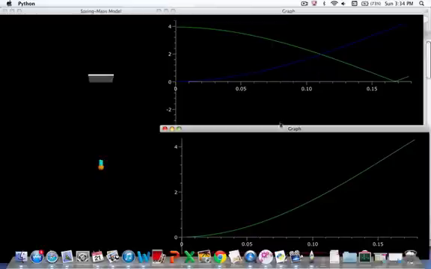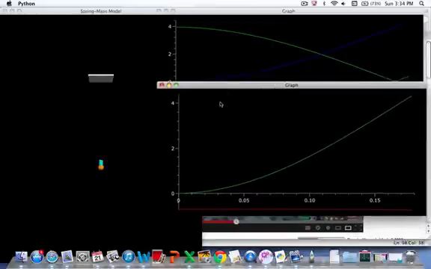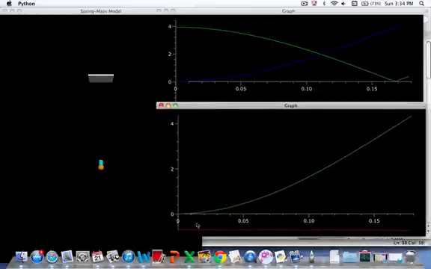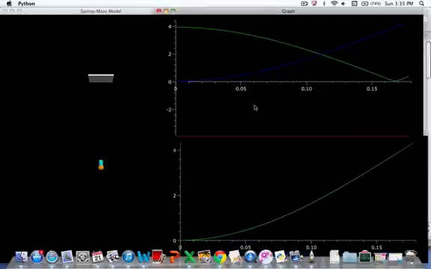This first graph shows the position of the ball, which is the red line. It stays stationary, and the net force is the green one. This is the force of gravity, which is negative, plus the spring force, which is positive. So you can see that even though there is an increasing net force, the position is still the same. Now this graph shows the force of gravity and the spring force, and the net force right here.